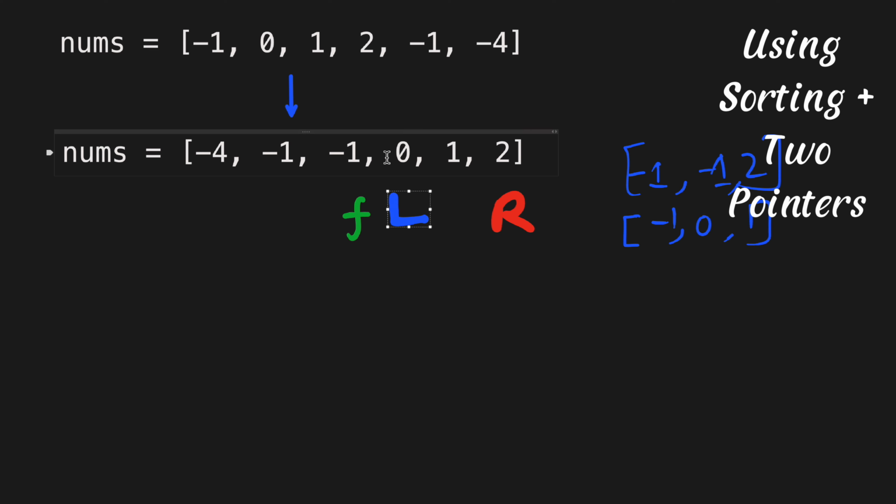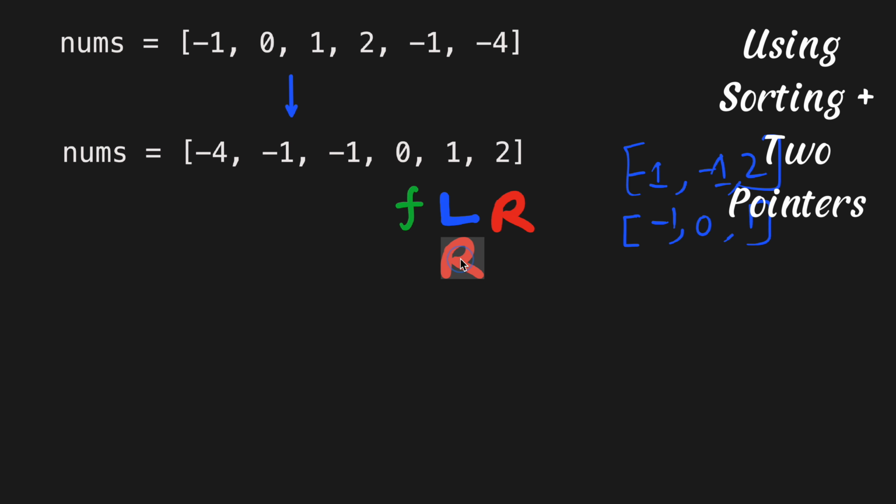Now if we again take this -1 as the first element in the triplet, we will again get the triplet -1, 0 and 1, which will be a duplicate. So to avoid this, we will skip this number and move the first pointer forward and place left and right pointers accordingly. Now the sum of the triplets is 3, which is greater than 0. So we will decrement the right pointer to reduce the sum.